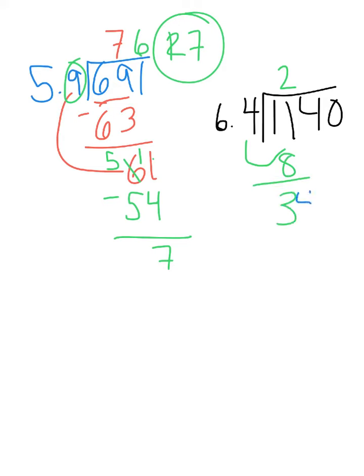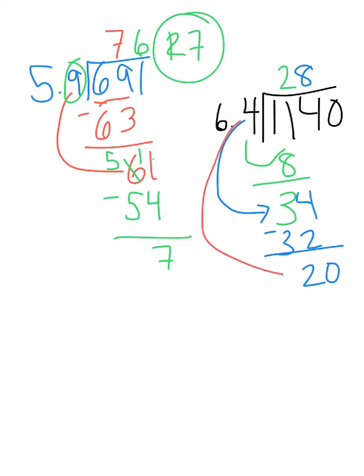Bring down your 4. How many times does 4 go into 34? Well, 4 times 8 is 32. Subtract and bring down your 0. How many times does 4 go into 20? Our answer is 5. 4 times 5 is 20, so we have a remainder of 0.